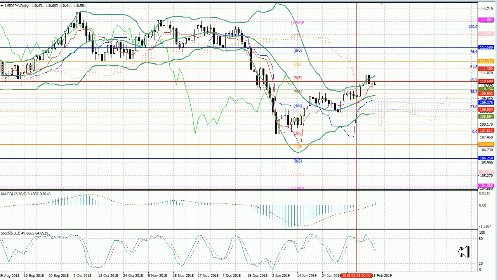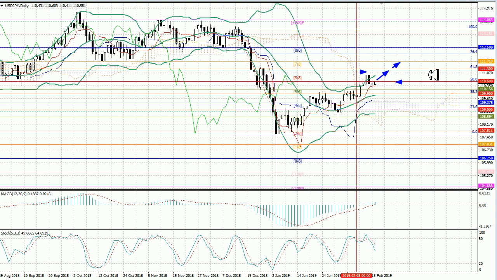Last week, the pair USD/JPY had ambiguous dynamics. The growth to 111.10 was replaced by a correction. Currently, the price is trying to start growing again. If the price consolidates above 110.60, it will give the prospect of growth to 111.30 and 111.71.